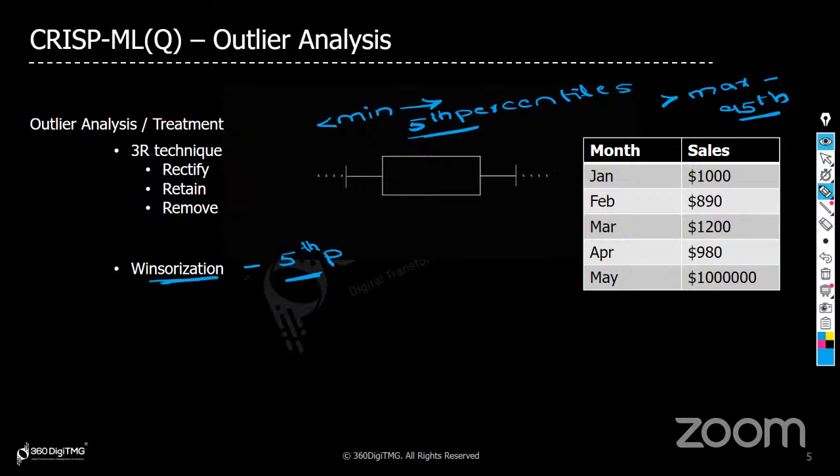So when you have outliers present in your data, you have to check whether you have to rectify them, retain them, or remove them. And within that, we have Winsorization. In Winsorization, we take a percentile, and based on that percentile, the outliers are replaced with the 5th percentile or 95th percentile. Next we will see what is present.